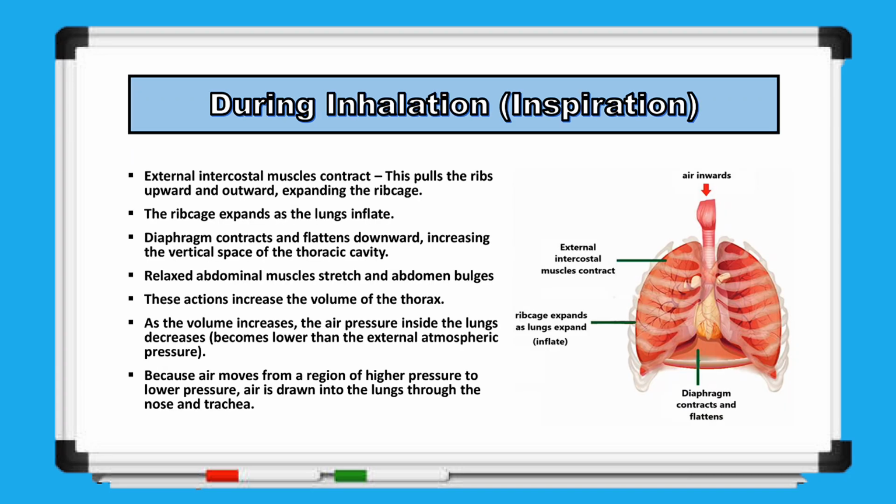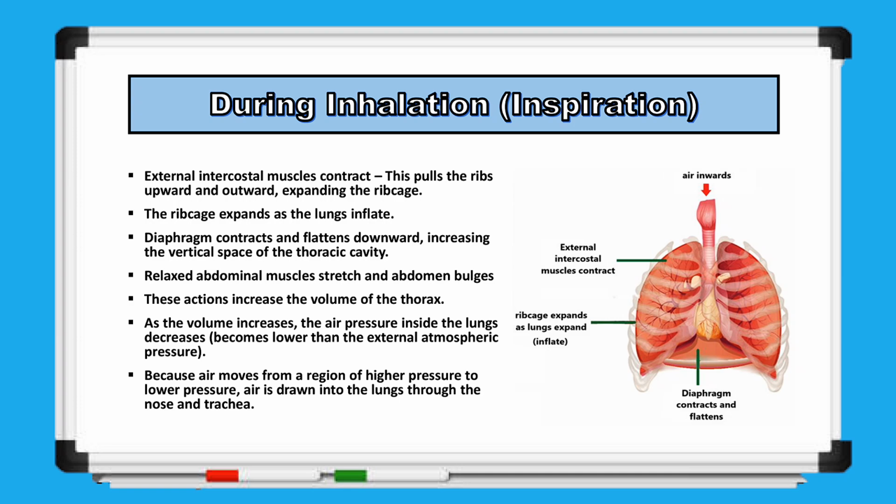First, let's talk about what happens during inhalation, also known as inspiration. During this phase, the external intercostal muscles contract, pulling the ribs upward and outward. This movement causes the ribcage to expand, creating more space inside the chest. As the ribcage expands, the lungs also inflate, following the movement of the chest wall. At the same time, the diaphragm contracts and flattens downward, which increases the vertical space of the thoracic cavity. The abdominal muscles remain relaxed, allowing the abdomen to bulge slightly as the diaphragm moves downward. All these coordinated actions together increase the volume of the thorax.